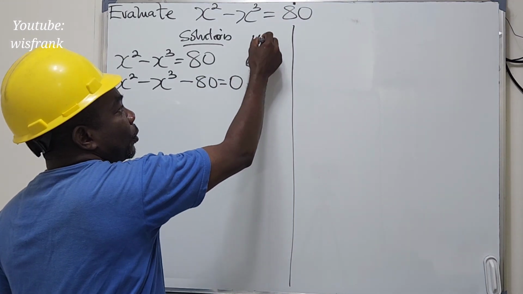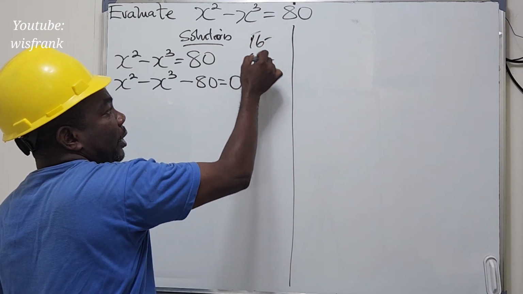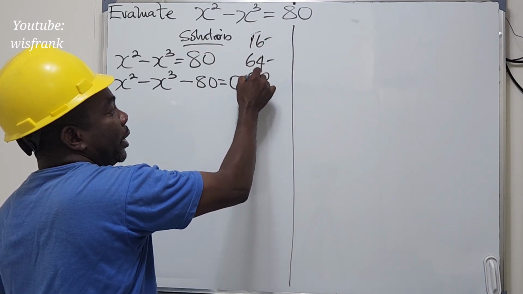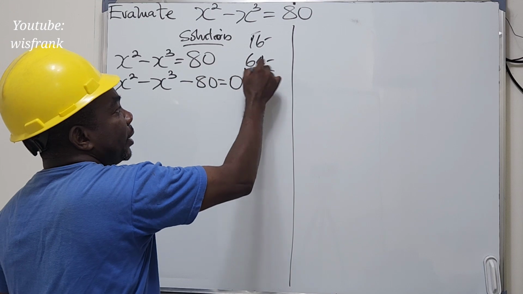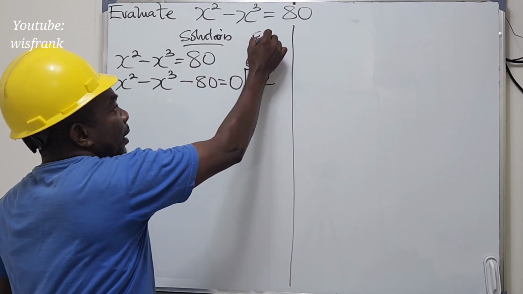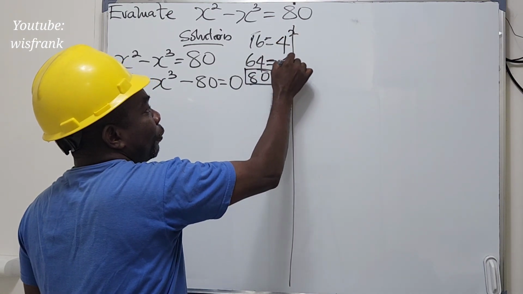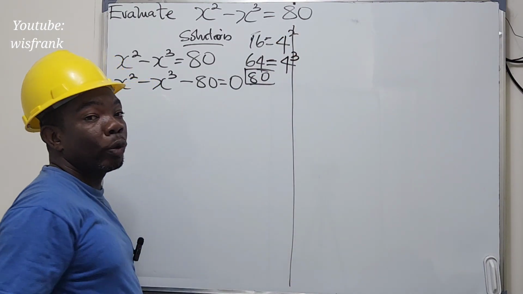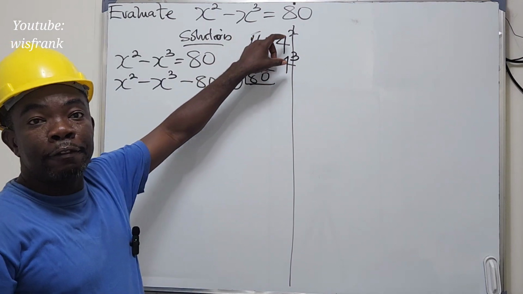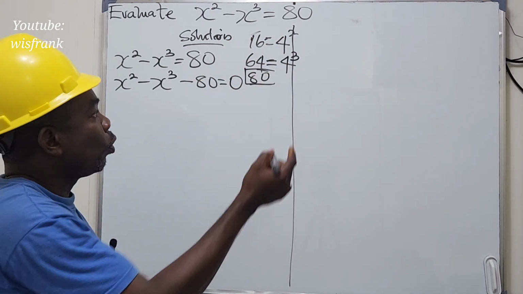So when we add these two, 6 plus 4 is 10. Write 0, carry 1. 1 plus 6 is 7. Plus 1 is 8. So we have 80 when we add 16 and 64. So here 16 is the same thing as 4 to the power of 2. And 64 is the same thing as 4 to the power of 3. So we've been able to have a number that is raised to the power of 2 and raised to the power of 3. So we'll put it there.